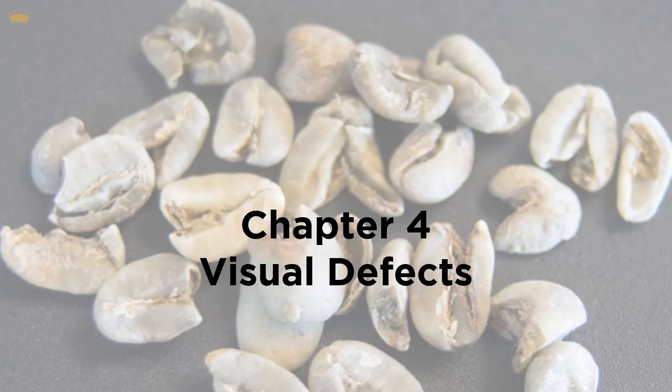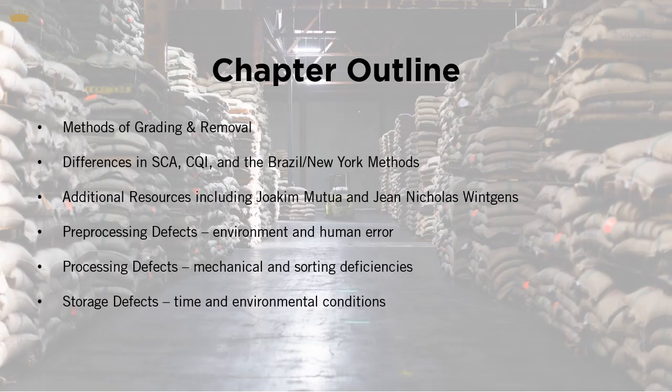Visual defects in green coffee can have a significant impact in the way that a coffee roasts and tastes, and can also have financial ramifications in terms of contract approvals and the value of a given lot. Today's course will cover a number of topics related to the physical grading of visual defects in green coffee, including different methods for removal, different grading systems, some additional resources, and we'll cover a number of individual defects one by one. Both their cause and effect, as well as the type of defect that they might be, when they might happen in the process.